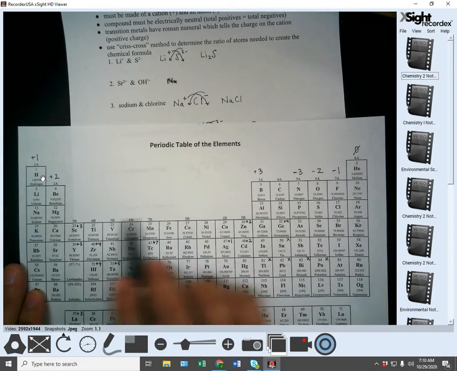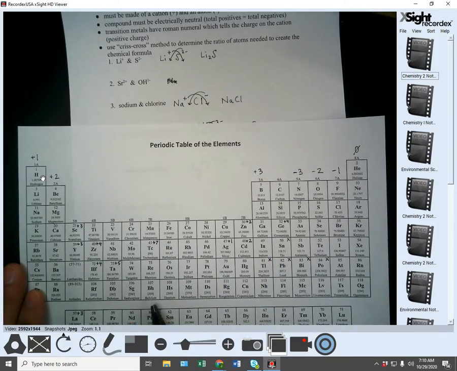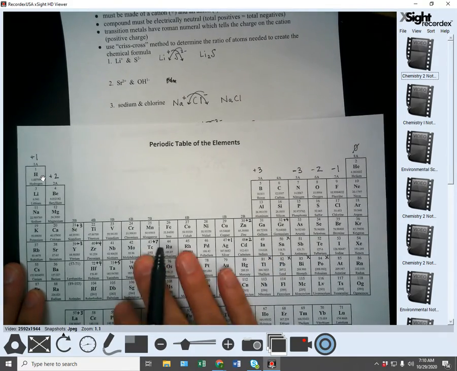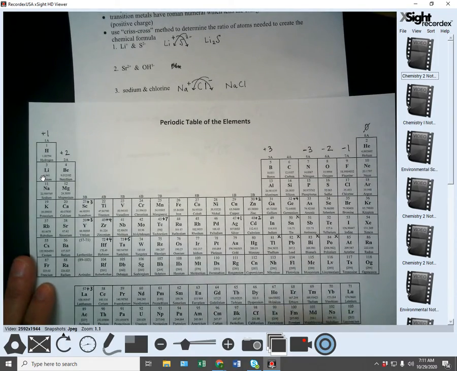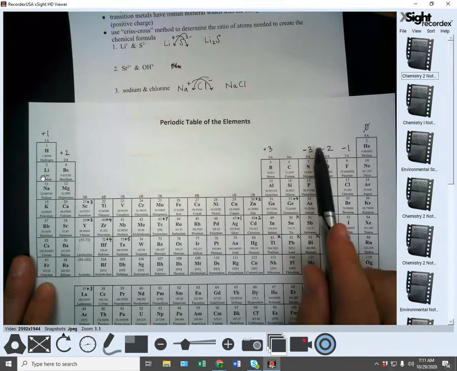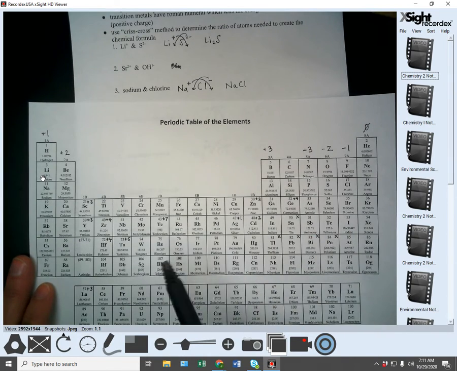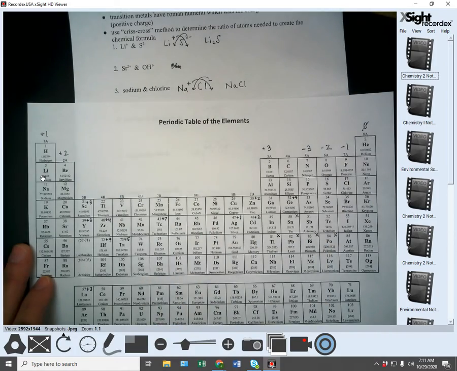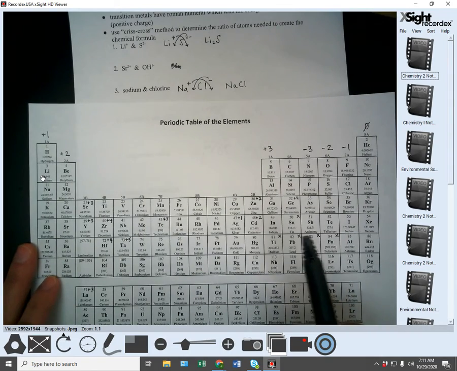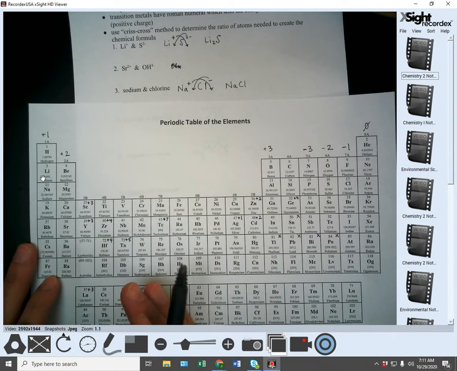The what are called the inner transition metals, these transition metals and some of the inner transition metals, they sometimes can form more than one ion. In other words, they can gain or lose different numbers of electrons. So they don't always have the same charge. It all depends on how they bond. All right. So we can't just know that this whole column is a plus whatever. So there's a little trick in the name that tells you what the charge of the cation is.